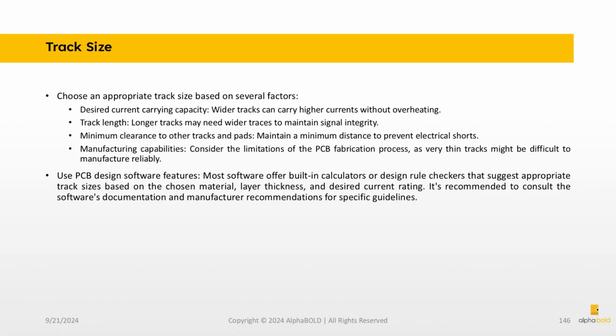Use PCB design software features. Most software offer built-in calculators or design rule checkers that suggest appropriate track sizes based on the chosen material, layer thickness, and desired current rating. It's recommended to consult the software's documentation and manufacturer recommendations for specific guidelines.